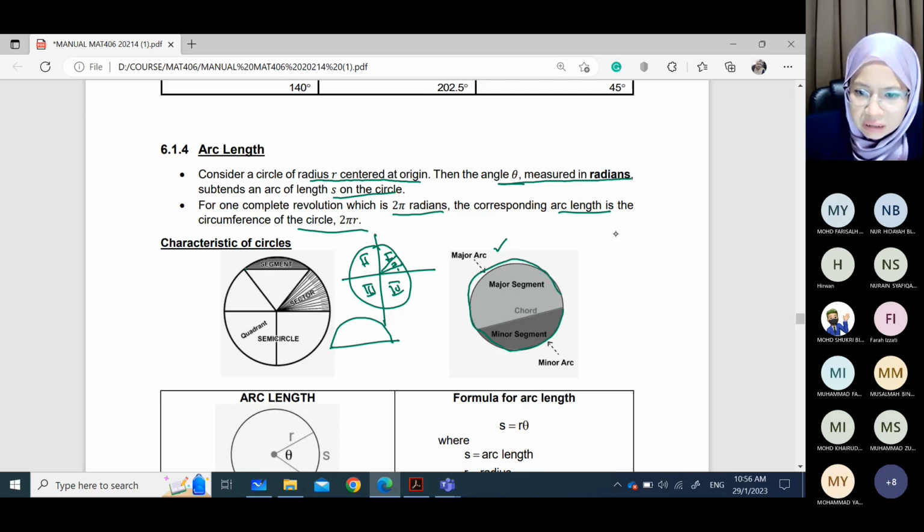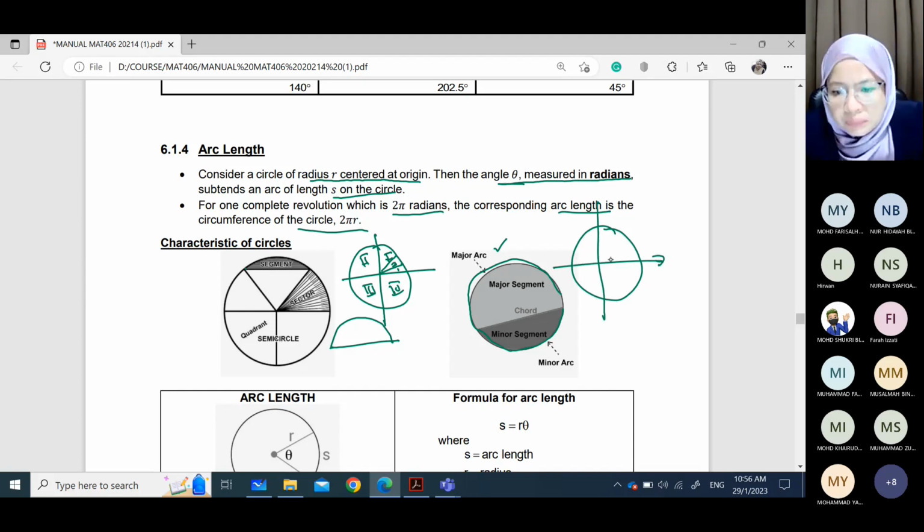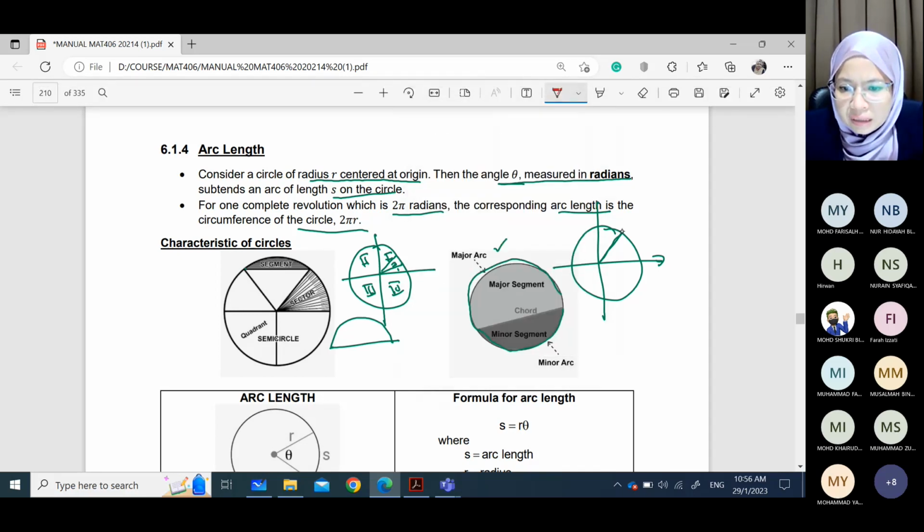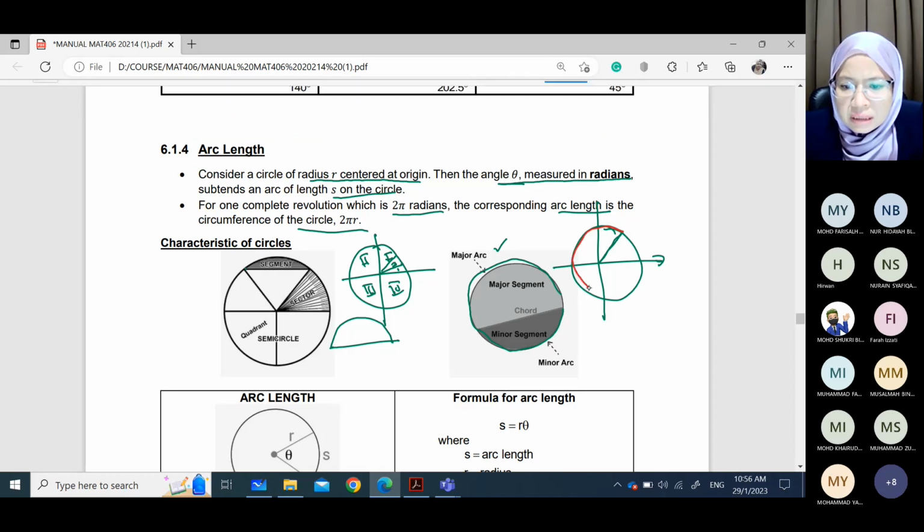So maknanya dekat sini kalau kita ada bulatan, kita pecahkan kepada beberapa bahagian. Contoh yang ini. Okay, so yang ini kita panggil sebagai sektor. So sektor, kalau kita nak ambil yang paling besar, yang ini kita panggil sebagai major sector. Okay, so kita pecahkan kepada ni. So ini adalah major sector.